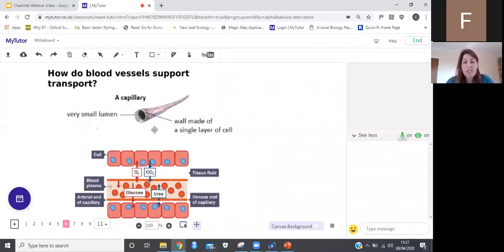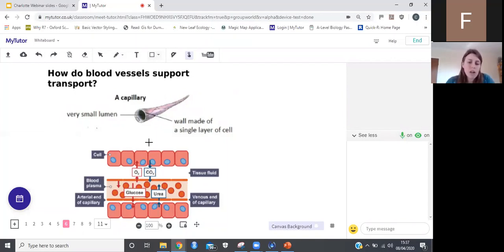Because of that, they're very simple. So they have a wall made of a single layer of cells. That means that there is a short diffusion distance, or a short distance for absorption to take place in digestion, short diffusion distance for any gas exchange in the lungs. And they have a very small lumen. Usually in capillaries, the lumen is only enough to allow one blood cell through at a time. They are very, very small. And that means that each blood cell is used to the maximum.